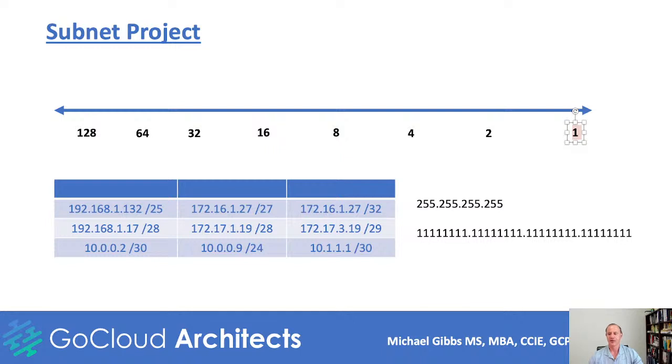Now, let's deal with this one, this 192.168.1.17. Let's take this. Let's look at it. So first, it's a /28. So what does that really mean? 128 plus 64 plus 32 plus 16. Somebody do that math for me, so I don't have to be Mike the mathematician.